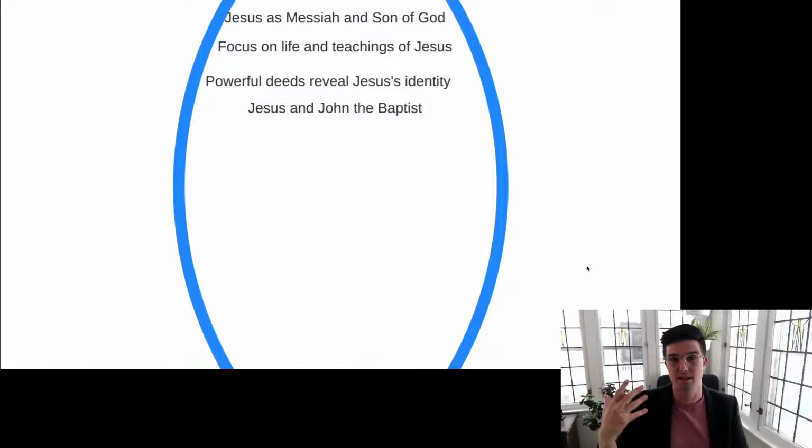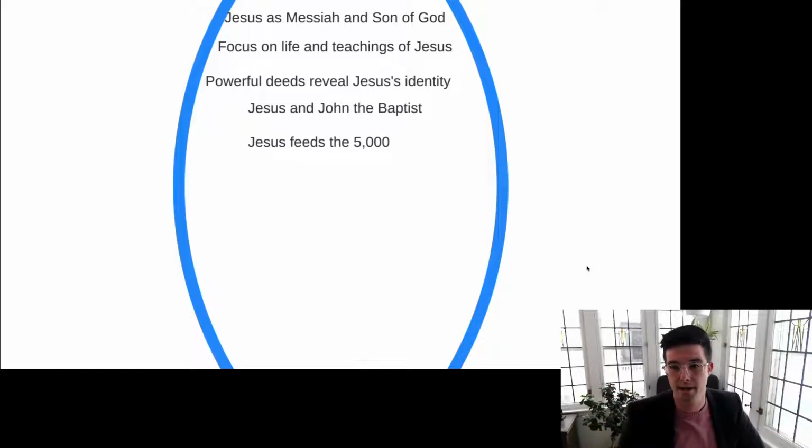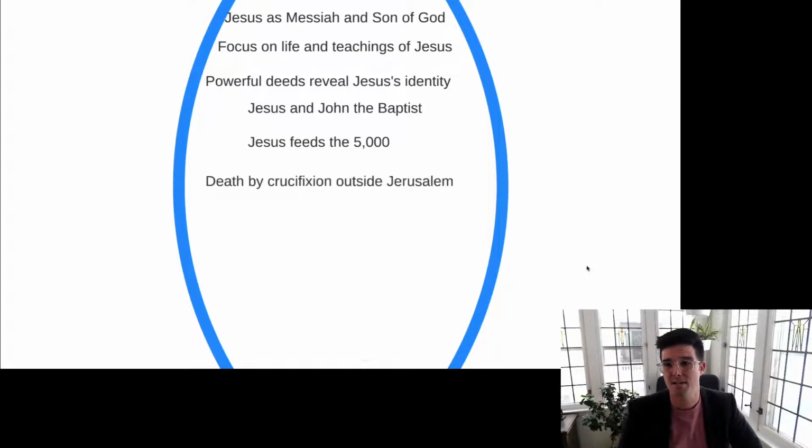One of the things that this really suggests is that there is some kind of pretty strong historical relationship between Jesus and John the Baptist, insofar as John and the Synoptics include that relationship independently of one another. One of the shared accounts between all of the Gospels is Jesus feeding the 5,000, so the miraculous deed of Jesus multiplying food and feeding thousands of people.